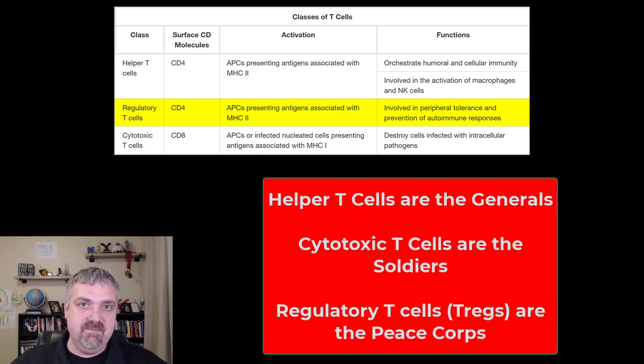So we have the generals that direct the battle. We have the soldiers, and now we have the Peace Corps. They're the ones that try to keep the peace or make sure that there's not too much conflict. So they keep your immune system from getting out of hand, right? Because too much immunity is a terrible thing, can lead to hypersensitivities, anaphylactic shock, autoimmune conditions, and the like.